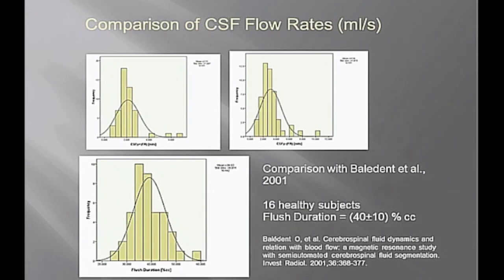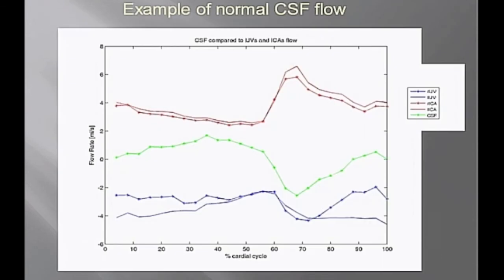So you can get a lot of information just from the histograms here, but we want to look at an actual profile in a moment. And here's the average ratio. It's about 40%. This matches the work of Balladant in 2001. He has a much broader distribution than we did, 40 plus or minus 10. This is more like 40 plus or minus 5, but it's still in very good agreement with his data.